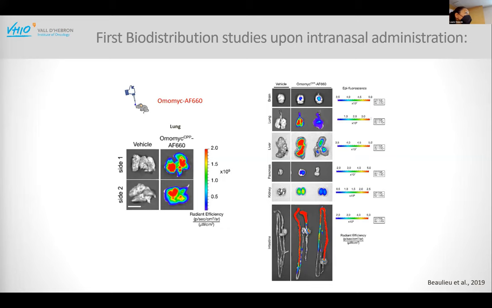And in 1 hour, this is a fluorescent Omomyc. In 1 hour, the whole lung was positive for Omomyc. But we were very surprised because other organs were also positive. The brain was positive, liver, pancreas, kidney, intestine. So Omomyc was traveling through the bloodstream to reach these other organs. But I'll get back to it.